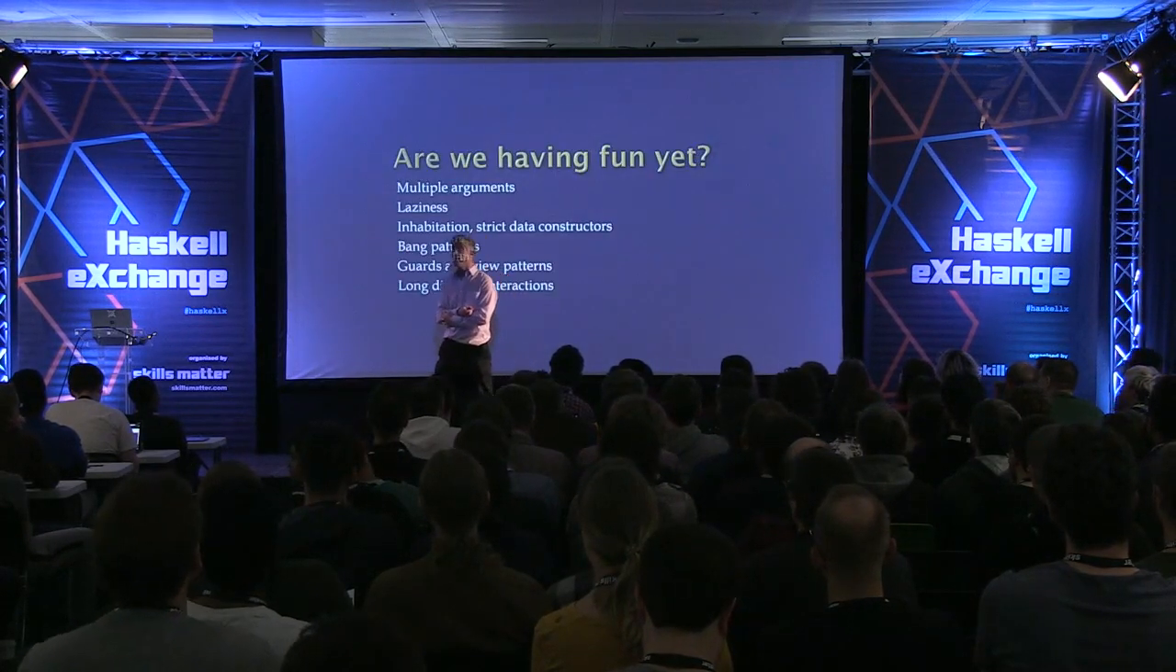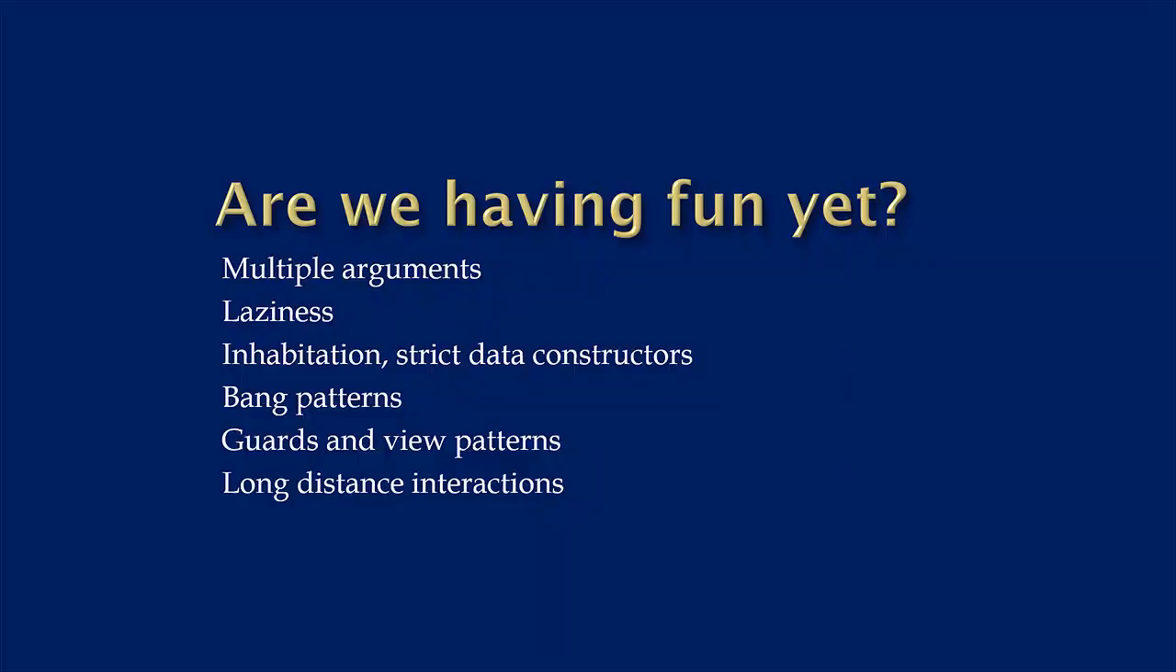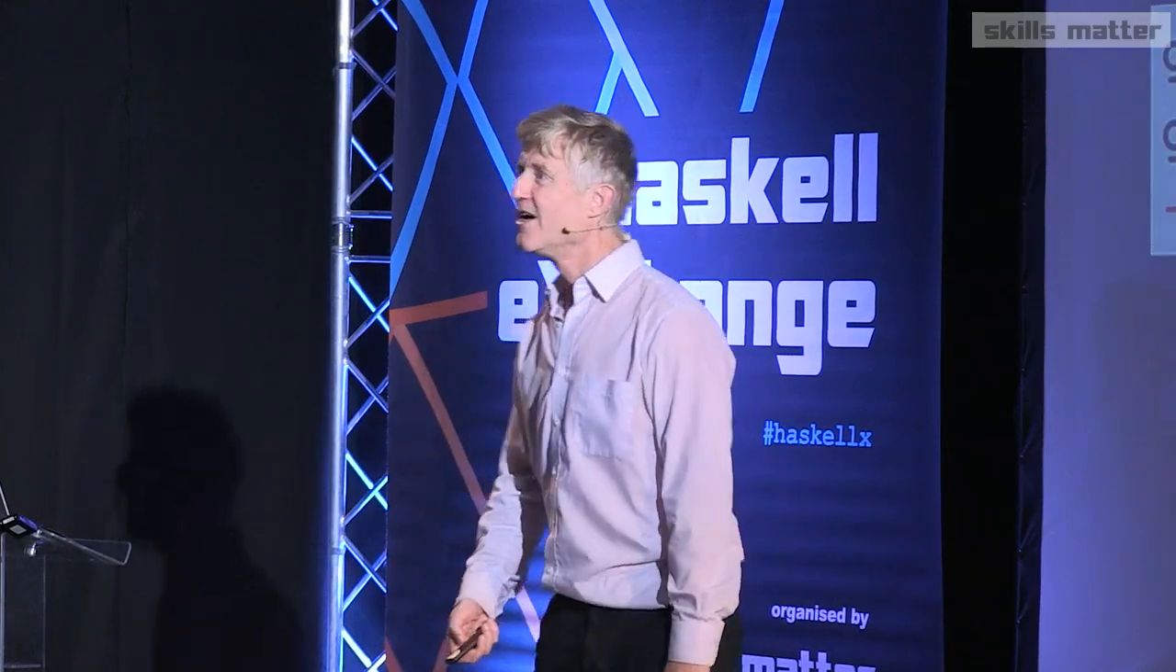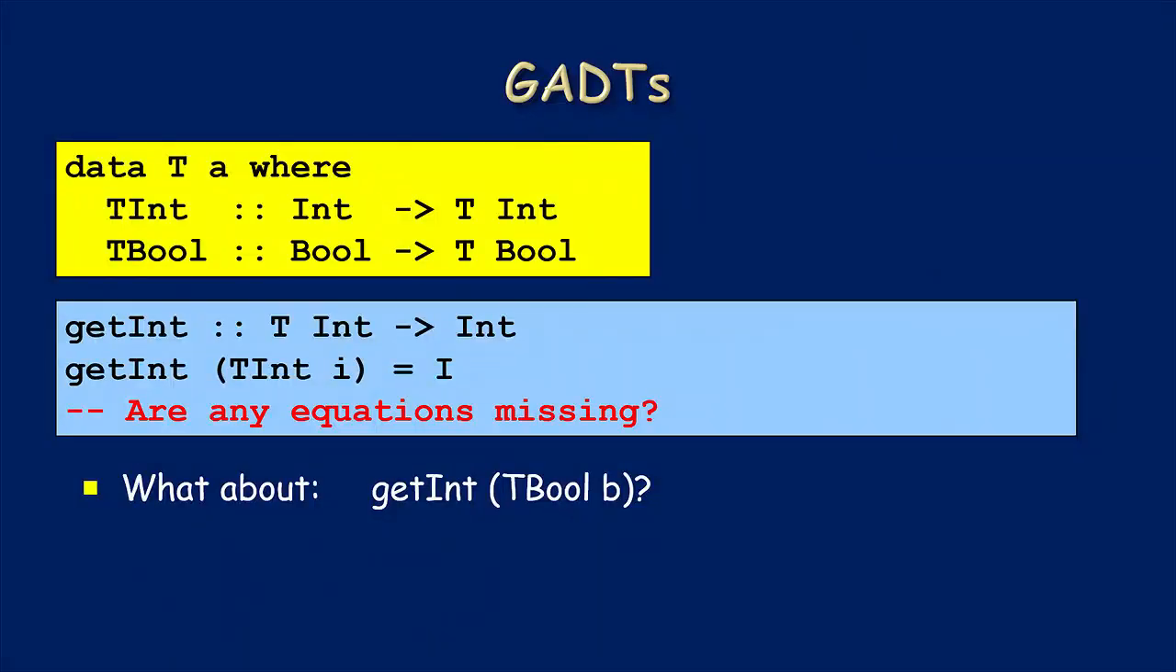Okay. So I hope you're having fun, right? There's a lot of these features that interact with each other. And I haven't yet reminded you about GADTs, right? And that makes things a lot more fun. Look at this. So here is a GADT, which has two constructors. It's a little bit strange because this guy only has values of type TInt and TBool, one constructed with this TInt constructor and one constructed with this TBool constructor.